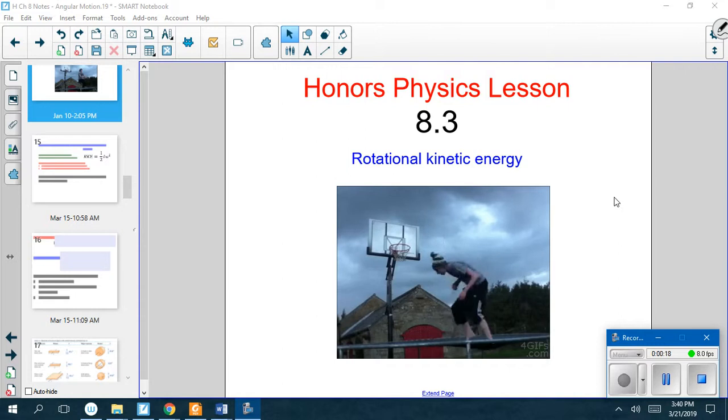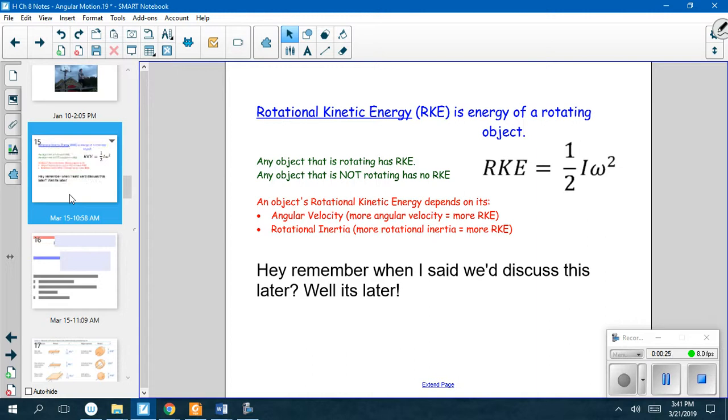Rotational kinetic energy. Way back when we were talking about energy, I said that rotational kinetic energy is important, and someday we're going to go back and talk about it. Well, guess what? Someday is finally here, and we get to talk about it. Yay!